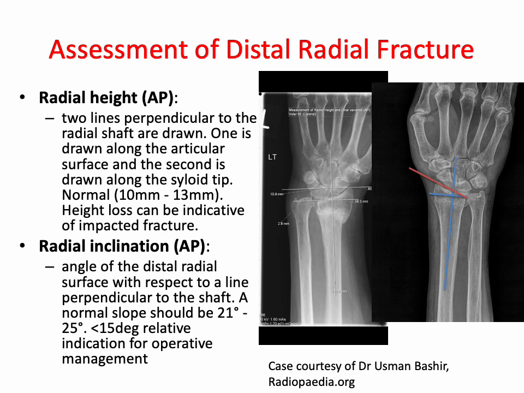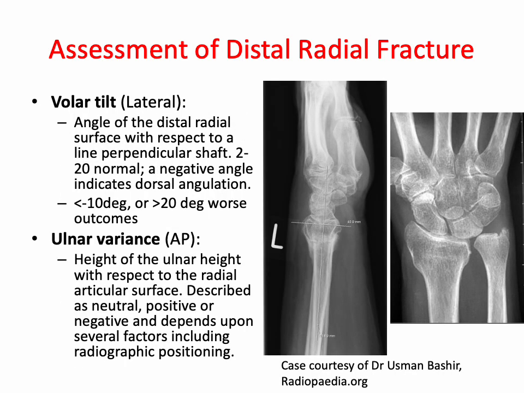Radial inclination is an angle of the distal radial surface with respect to a line that's drawn perpendicular to the shaft, and can be looked at for relative indications for operative management of distal radius fractures. Volar tilt is the angle of the distal radius with respect to a line drawn perpendicular to its shaft, and is just a way of describing dorsal or volar angulation.